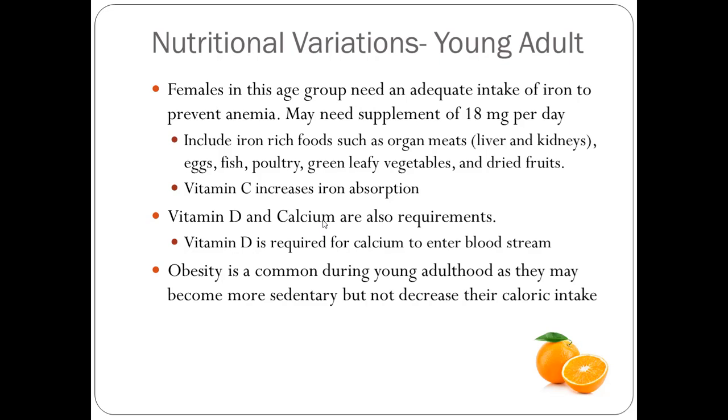Young adults, women in this group need a high intake of iron, at least 18 milligrams per day. Otherwise, they are at risk for anemia due to their period and their food intake. So we can teach them to eat iron-rich foods, liver, kidneys, eggs, fish, chicken, green leafy vegetables, dried fruits, and then also vitamin C. So teach them to eat an orange because that will help the body to absorb the iron.